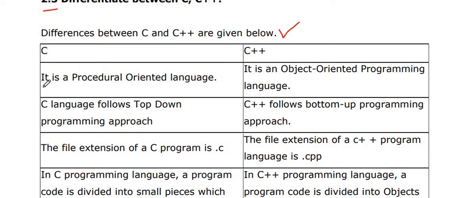First one. Under the C language, it is a procedural oriented programming language. Now under the C++, it is an object oriented programming language.